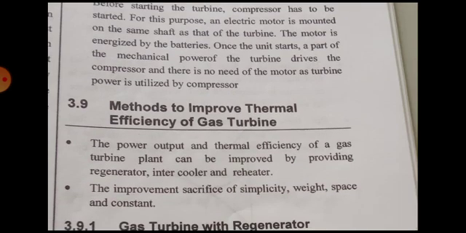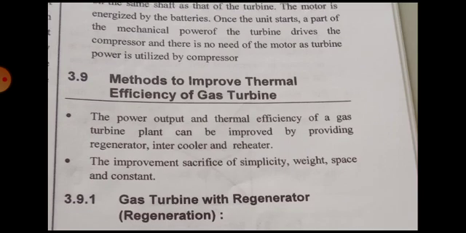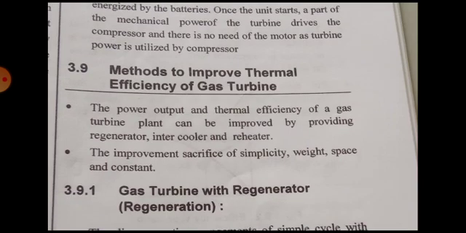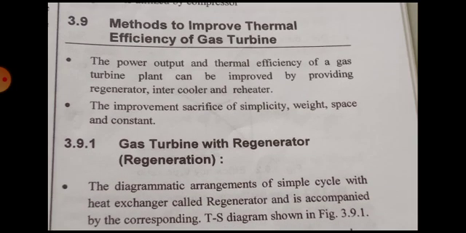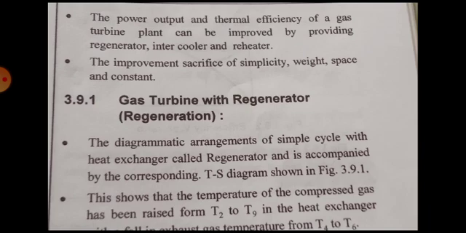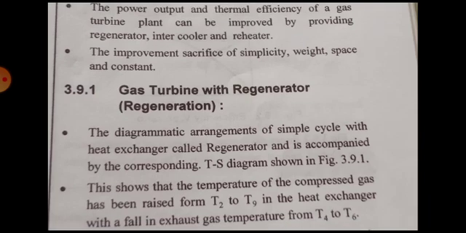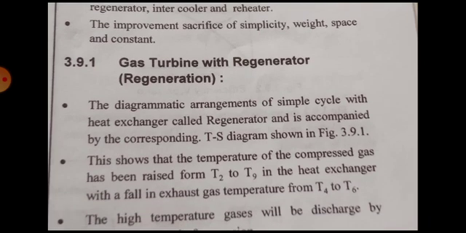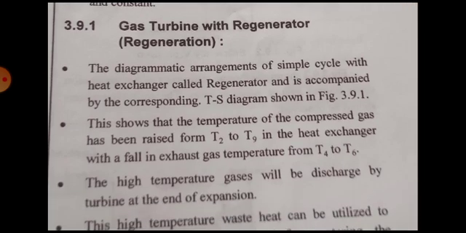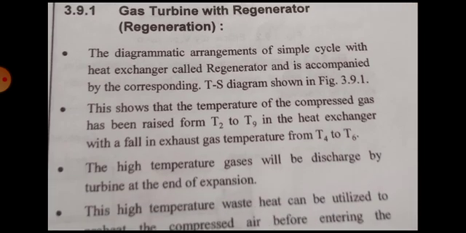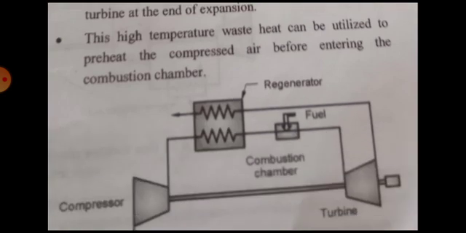Methods to improve thermal efficiency of gas turbine. The power output and thermal efficiency of a gas turbine plant can be improved by providing a regenerator, intercooler, and reheater. The improvement sacrifices simplicity, weight, space, and cost. Gas turbine with regenerator: the diagrammatic arrangement. Here is the diagram. You can see the regenerator.